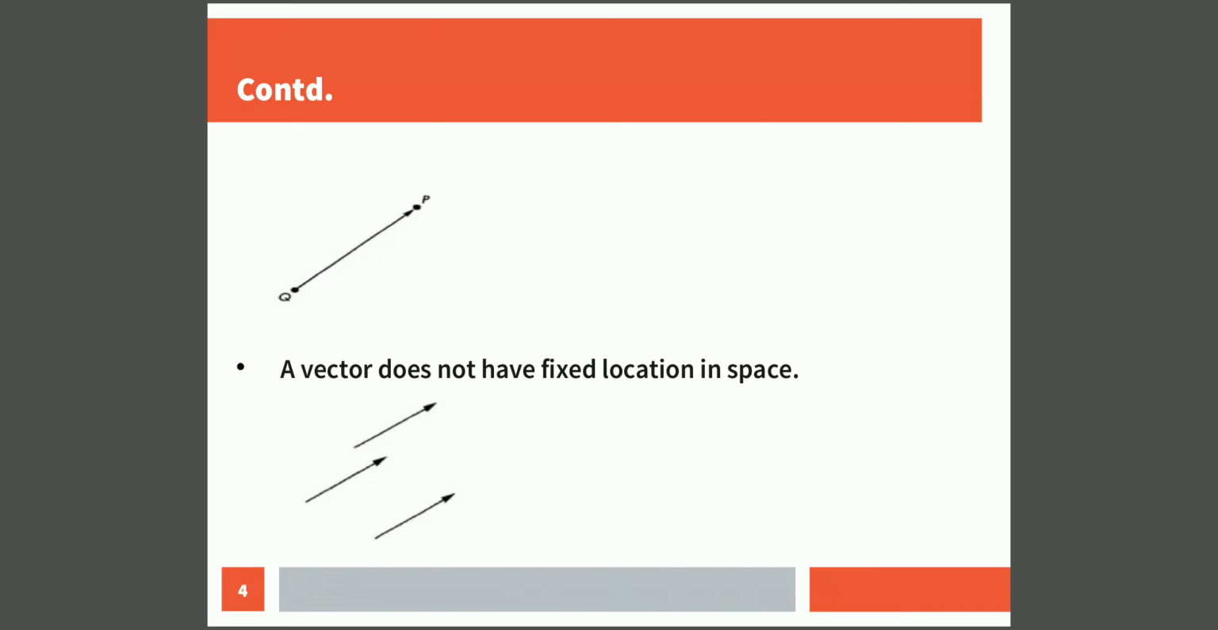So we can use vector or directed line segment synonymously, because a directed line segment is also a vector. A line segment joining 2 points is called a vector. Then a vector doesn't have a fixed location in space. A vector will have a magnitude and a direction, but it will not have a specific location in space.